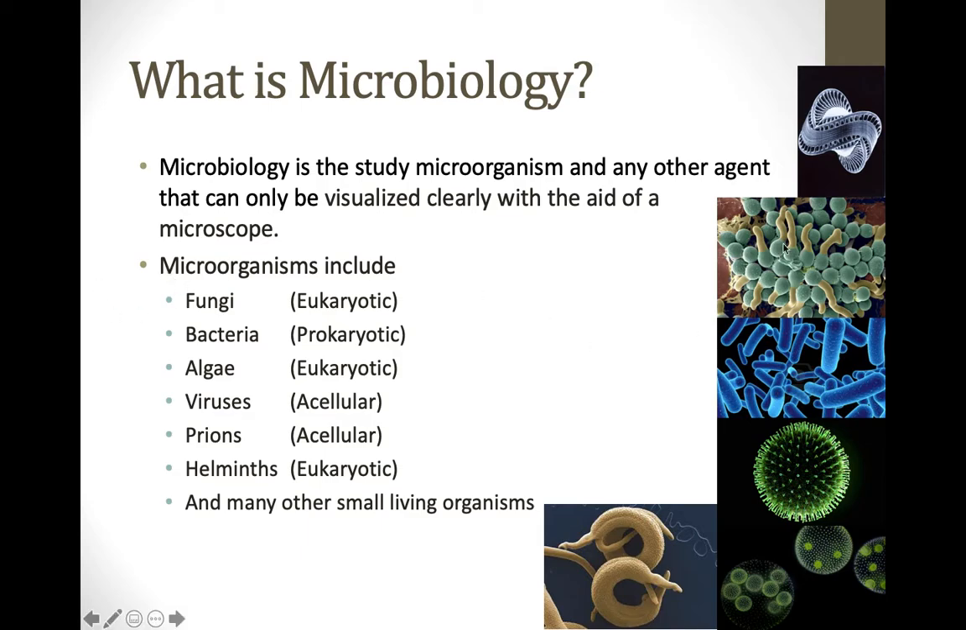You have fungi. Over here you see yeast, and this is budding yeast. You have bacteria. Down here, this is E. coli, or a very similar species. You have algae, they're eukaryotic. We'll talk about what that means later. This is Volvox down here. You have viruses. There's a virus right here. You have prions. I don't have a picture of a prion. I think it's a type of algae up here. And then you have helminths, which are a type of worm, and quite a few other tiny microscopic living organisms that are lumped into the field of microbiology.